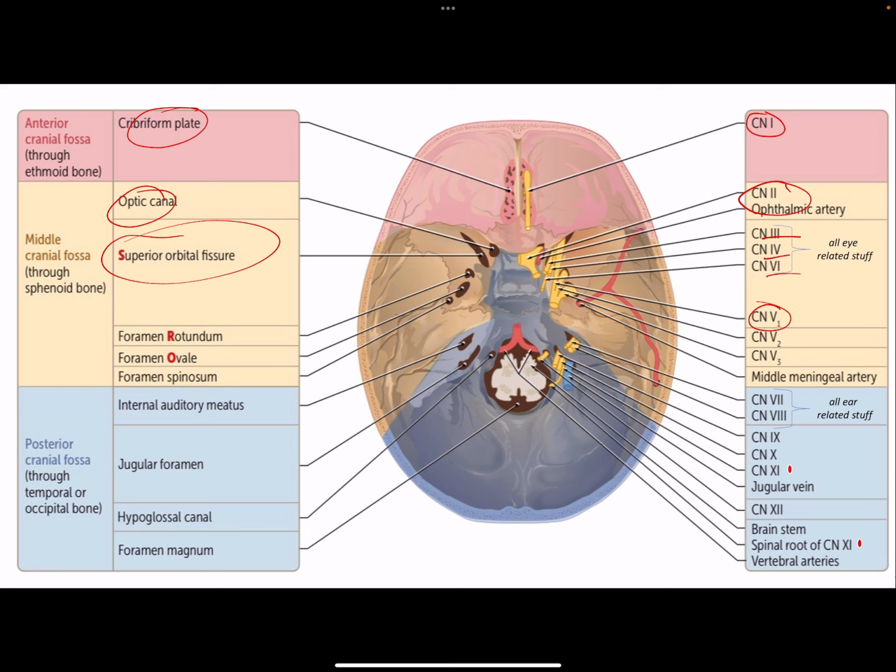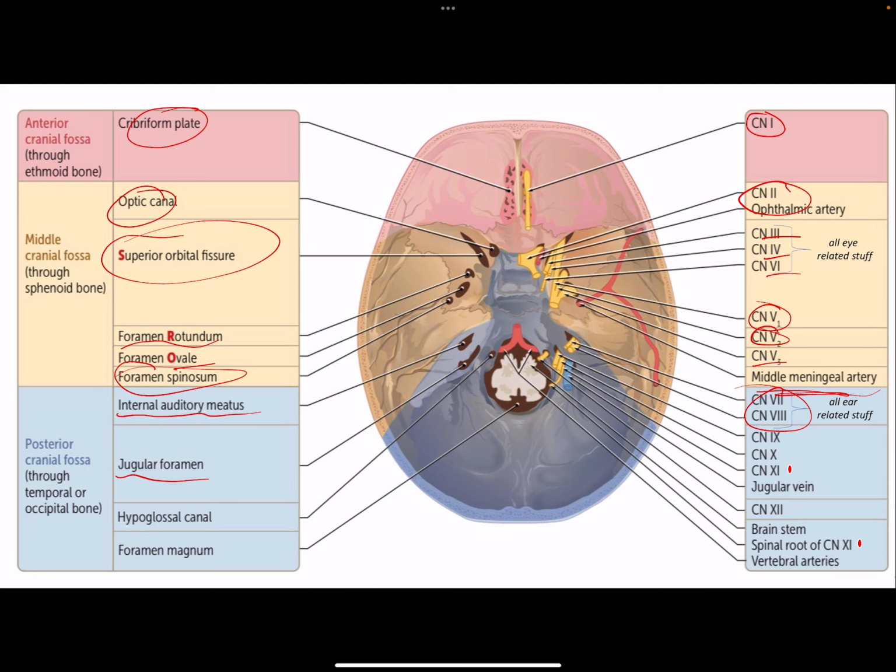Cranial nerve V1, this is actually all eyes as well, right? This is the ophthalmic, which is the sensory to the upper part of the face. V2 goes through the foramen rotundum, and cranial nerve V3 is going to be the foramen ovale. The middle meningeal artery, which if ruptured can give you an epidural hematoma, goes through the foramen spinosum. And then we have all of the ear stuff, 7 and 8, it makes sense, those go together, going through the internal auditory meatus.